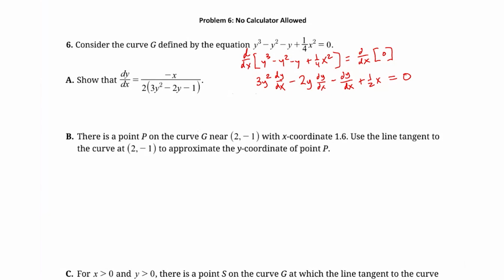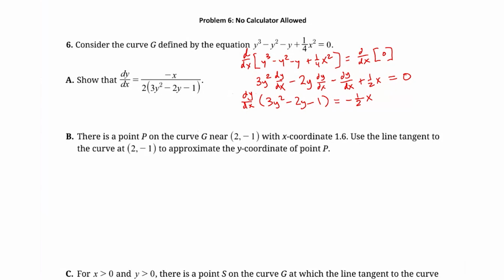So we have this, and basically what we want to do is separate all the terms that have a dy dx and put those on the left-hand side, and then we're going to move that 1/2 x over to the right-hand side. I think we can get away with doing both of those steps at once. First, I'll just factor out that dy dx as a GCF. So dy dx times 3y squared minus 2y minus 1 equals, and if you subtract 1/2 x from both sides, you get negative 1/2 x, or negative x over 2. Maybe it makes more sense to write it like that.